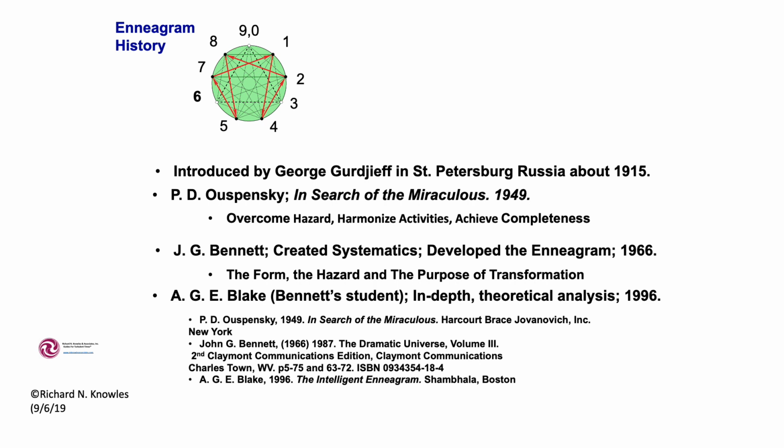Gurdjieff had many groups of people talking about things, but he never wrote much down. So the first work about the Process Enneagram that was written down was done by P.D. Ouspensky in his book In Search of the Miraculous, which he wrote in 1949. And he was talking about overcoming hazard in harmonious activities and achieving completeness. John Bennett, a British philosopher, picked up on this and expanded it. He was a student of Ouspensky and Gurdjieff, and he created systematics and developed the Enneagram more fully and wrote about it in 1966. The form, the hazard, and the purpose of the transformation were central parts of his writing.